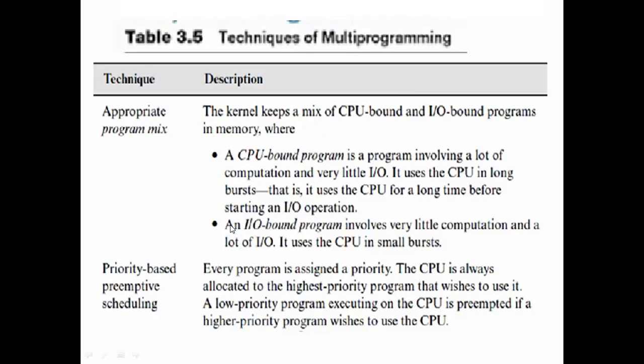So these IO-bound programs involve very little computation and a lot of IO operations, which means they use the CPU in small bursts. So the use of CPU will be less in IO-bound programs, and the use of CPU is more in CPU-bound programs. So the second technique is priority-based preemptive scheduling.